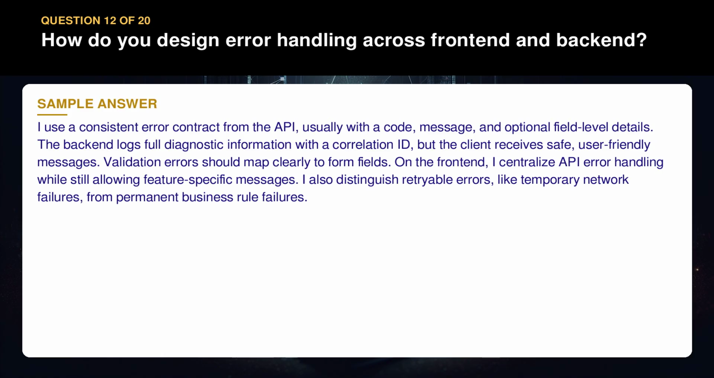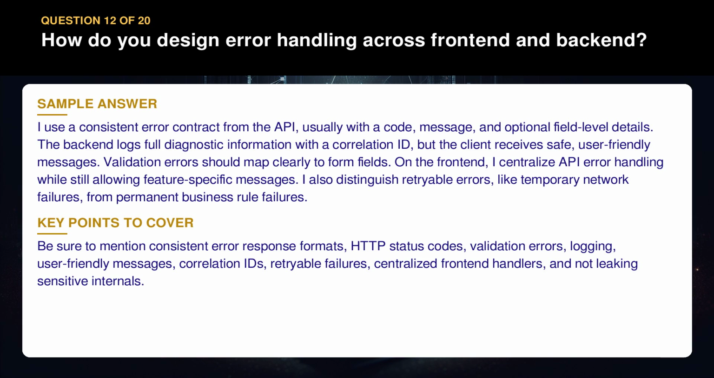On the front end, I centralize API error handling while still allowing feature-specific messages. I also distinguish retriable errors, like temporary network failures, from permanent business rule failures. Be sure to mention consistent error response formats, HTTP status codes, validation errors, logging, user-friendly messages, correlation IDs, retriable failures, centralized front-end handlers, and not leaking sensitive internals.